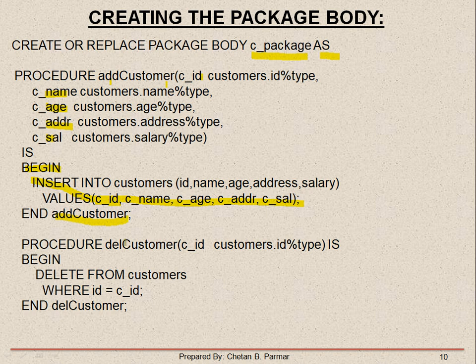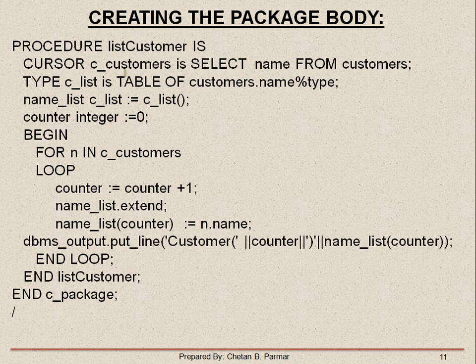Same way for the delete procedure. The procedure delete customer takes the ID as a parameter, and then a delete query: delete from table name customer where ID equal to C_ID. Whatever ID you pass, the record with that particular ID will be deleted, and we terminate this delete customer procedure. Okay. Then our third procedure is for display list customer.